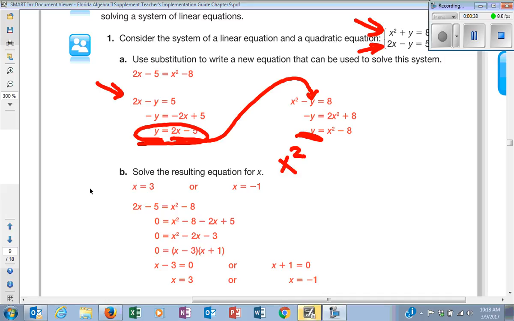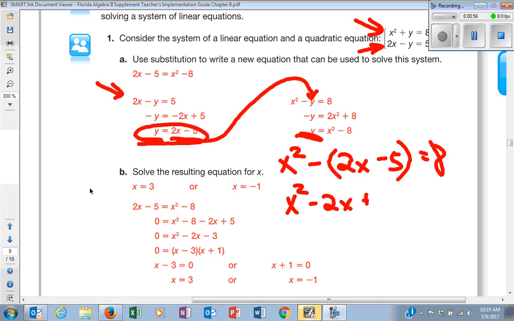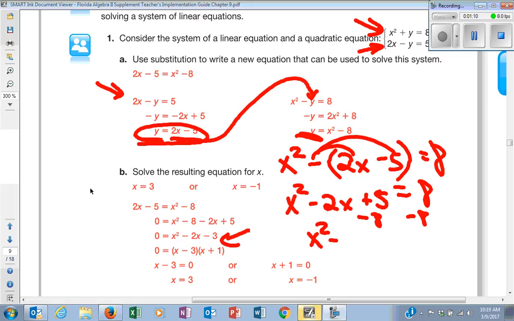So this would look like this: x squared minus, and then remember, plug in using parentheses, 2x minus 5 equals 8. So I just took the y out, and then I could get x squared minus 2x plus 5. I distributed that negative sign. That equals 8. I minus 8. I minus 8. And I get the same thing that they got eventually down here, which is going to be x squared minus 2x minus 3 equals 0.